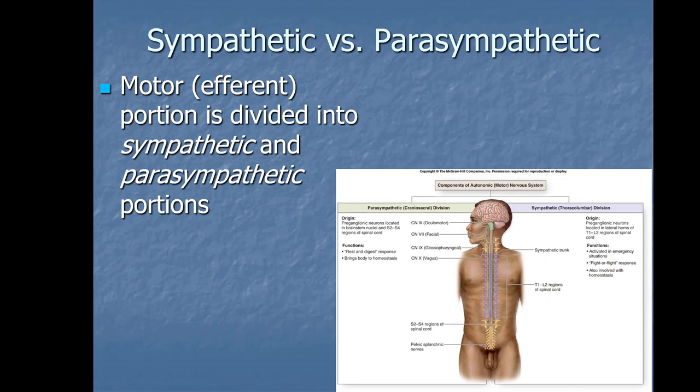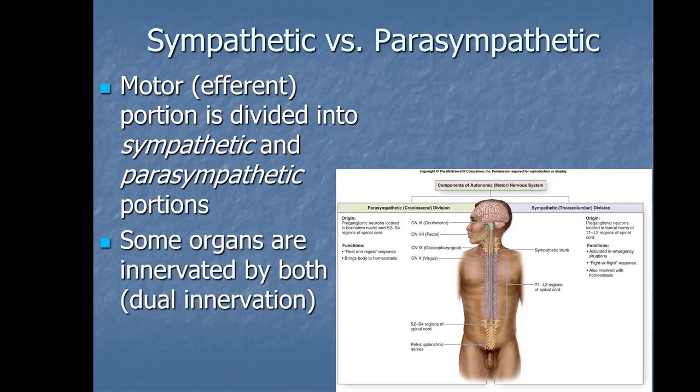The autonomic nervous system is divided into two branches. One is called sympathetic, the other is called parasympathetic. We'll briefly discuss each and talk about some anatomical and functional differences. Many organs are innervated by both the sympathetic and parasympathetic nervous system, meaning they're dually innervated.